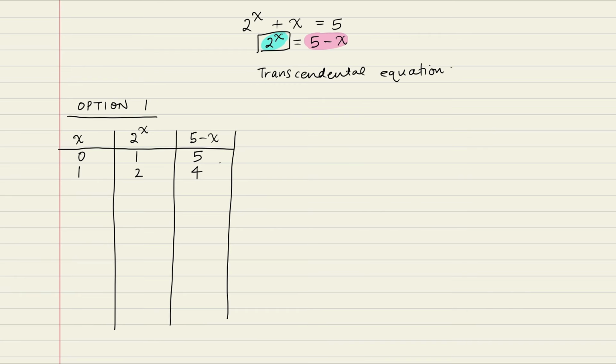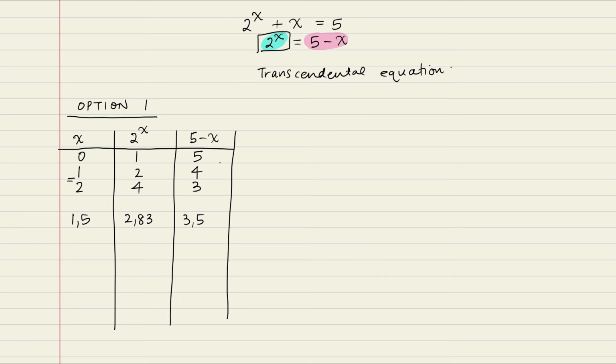Let's try and substitute 2. So I'm going to get 4 here, and I'm going to get 3 here. So there's been a change. That gives me an indication that my solution lies between 1 and 2. Let's try 1.5. So when x is 1.5, 2 to the power of x is going to equal 2.83, and 5 minus x is going to equal 3.5. So we're getting a bit closer.